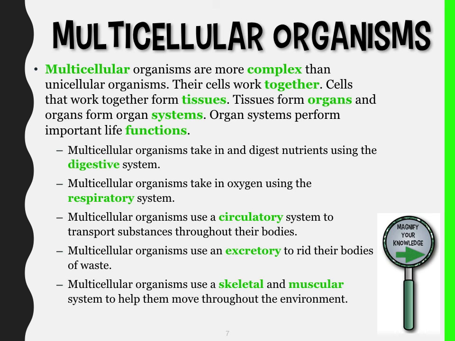When we take in and digest nutrients, we use our digestive system. When a multicellular organism takes in oxygen, they use their respiratory system. A multicellular organism uses its circulatory system to transport substances throughout its body. We use the excretory system to rid our bodies of waste, and we use a skeletal and muscular system to help us move throughout our environment. Let's move on.